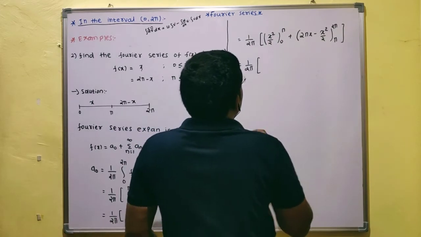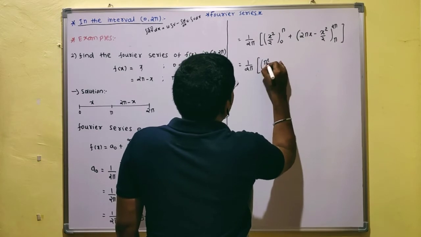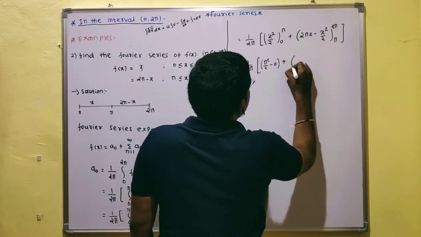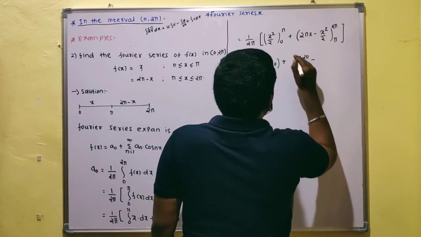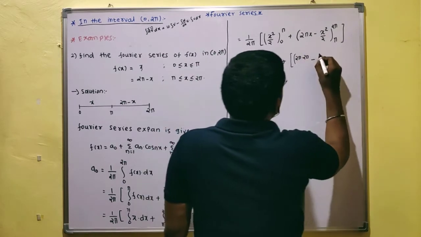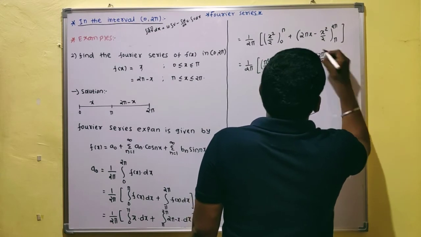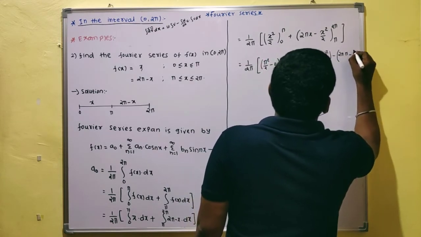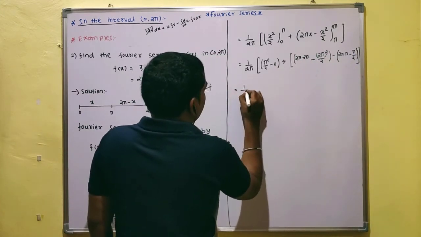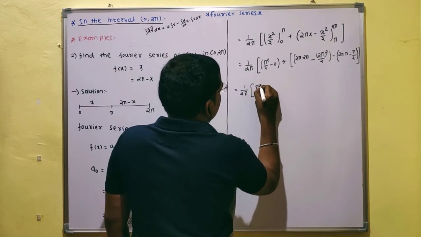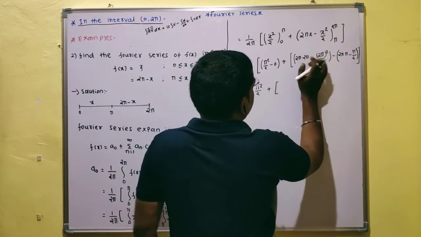What is the integration of x square? Sorry, by putting upper limit minus lower limit, this pi square upon 2 minus 0 plus this 2 pi into 2 pi minus 2 pi square divided by 2, okay, minus lower limit is 2 pi into pi minus pi square upon 2, okay, which is equal to this 1 upon 2 pi as it is, this pi square upon 2 minus 0 is pi square upon 2 plus, in solving this bracket, 2 pi into 2 pi.